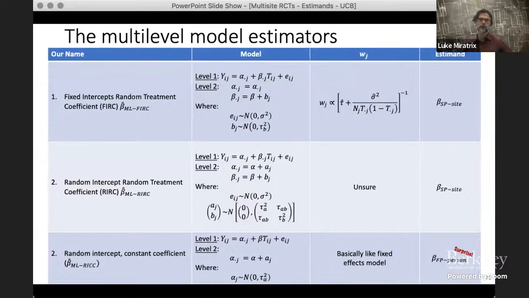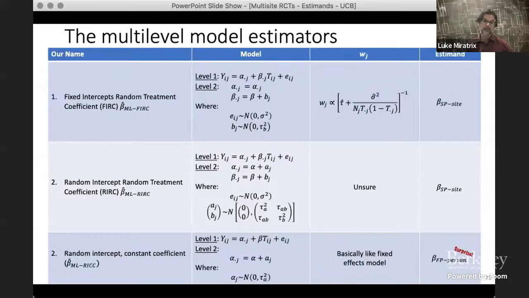If you use the second model, the random intercept random treatment, if you have a different proportion of units treated at different sites, you can actually bias your treatment effect estimate because of those different proportions, and the correlation of the random effects can cause some trouble.